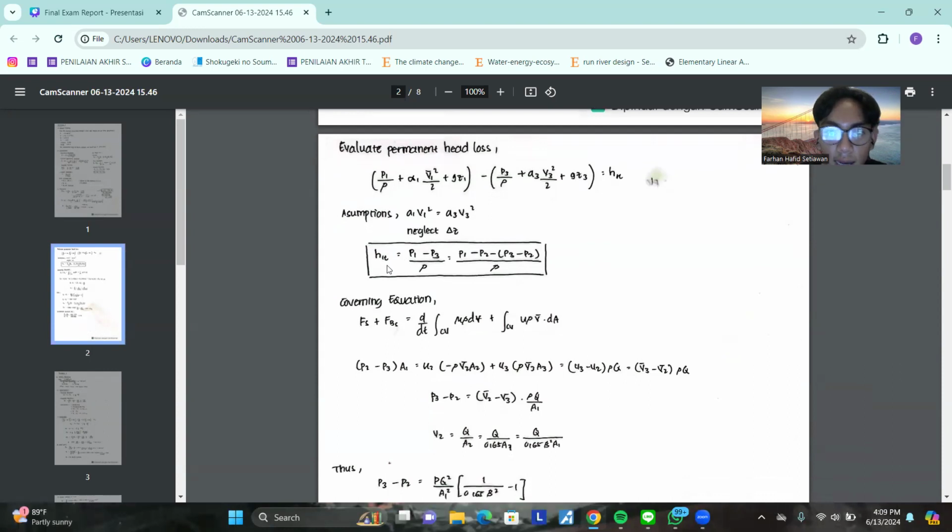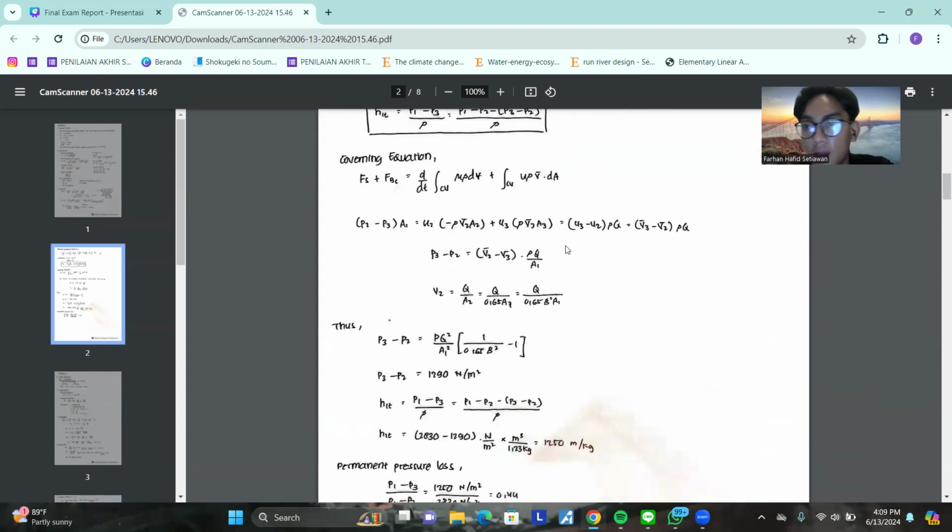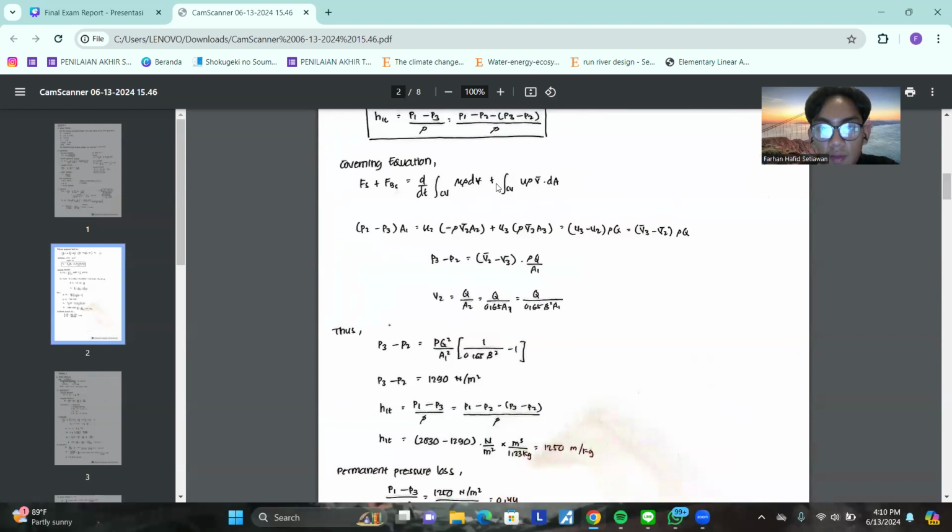We get the head loss H_LT equal to (P1 minus P3) per rho, which means (P1 minus P2) minus (P3 minus P2). P1 we can divide by this, and P3 we can divide by this. Then we substitute the governing equations as we know from the idealization: the sum of Fs plus Fb equals d per dt of the integral over the control volume of rho beta dV, plus the integral over the control surface.